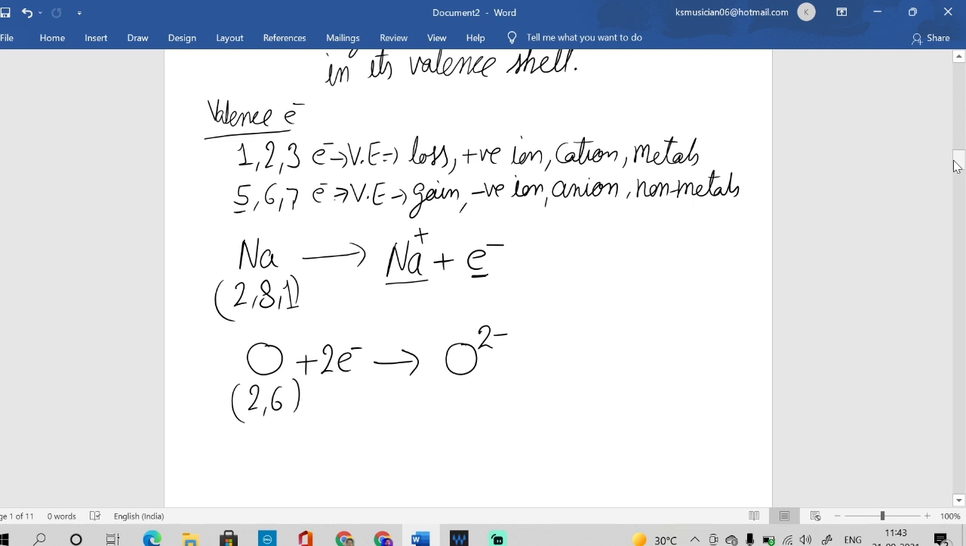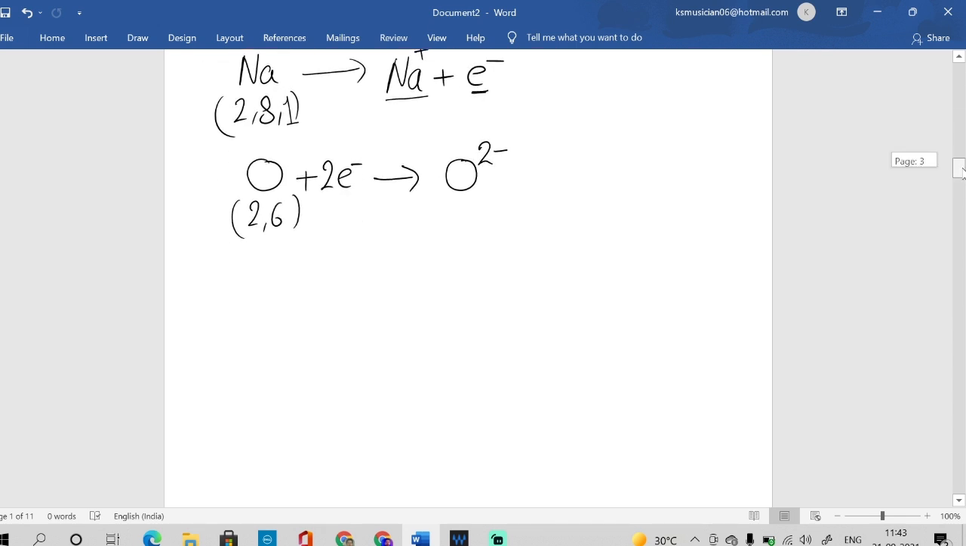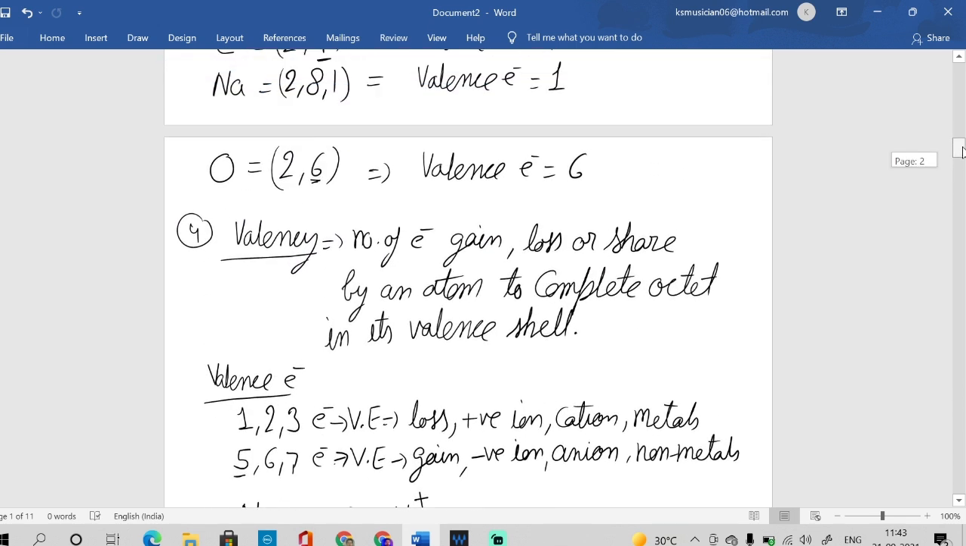Okay, better. So it is the valency, simply, the number of electrons gained, lost or shared by an atom to complete the octet in its valence shell.